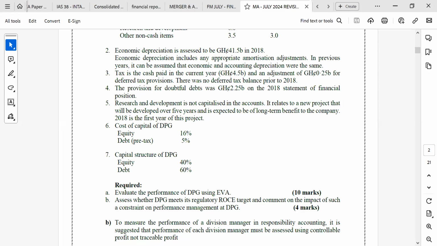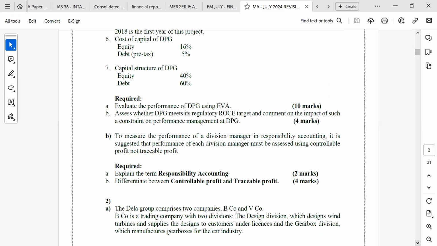B. To measure the performance of a division manager in responsibility accounting, it is suggested that performance of each division manager must be assessed using controllable profits, not traceable profits. Required. A. Explain the term responsibility accounting. B. Differentiate between controllable profits and traceable profits.